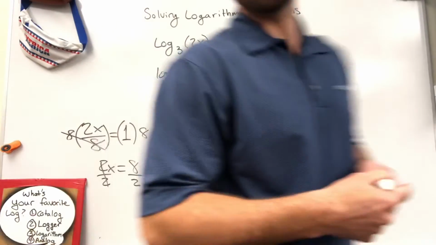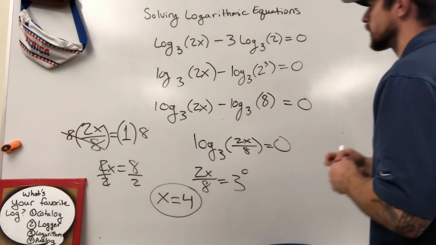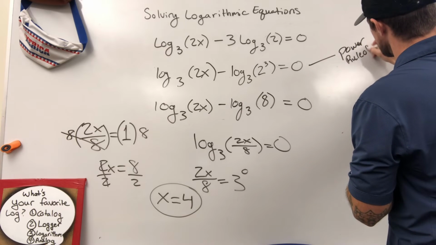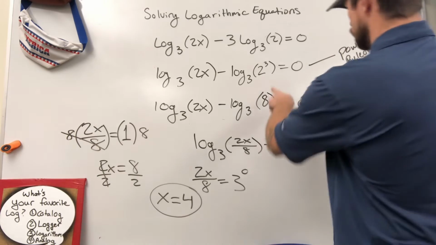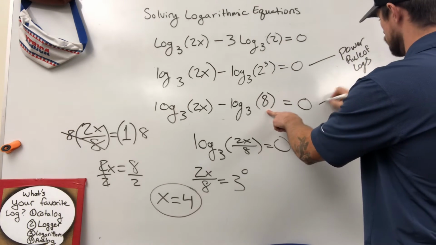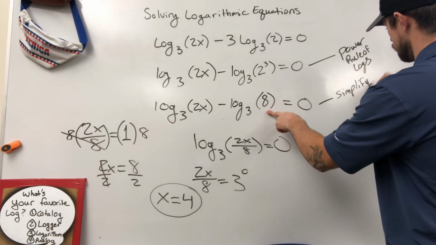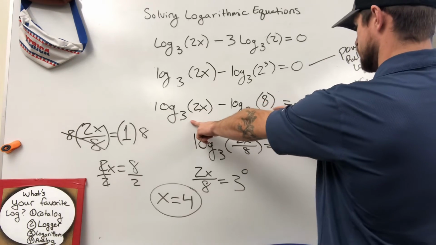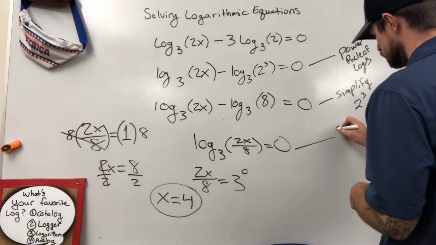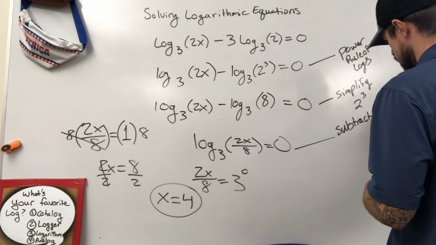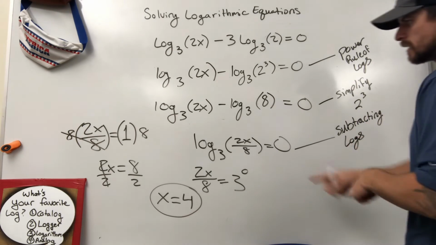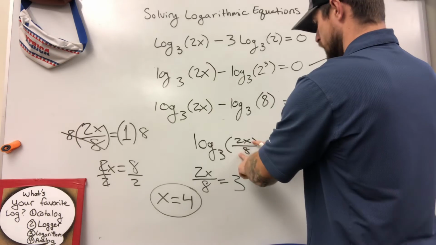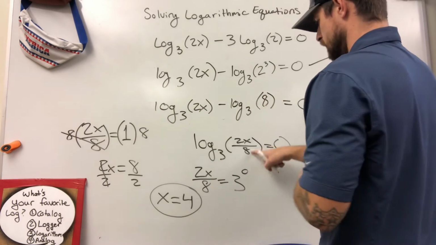So what are some of the things that we did throughout the process? First, power rule of logs. Again, power rule of logs, we just simplified 2 to the 3rd power. I then wrote it down as, this step from here to here, is the subtracting logs rule. When you're subtracting logs with the same base, you just take 2x and 8 and write that as a fraction, the numerator divided by the denominator.